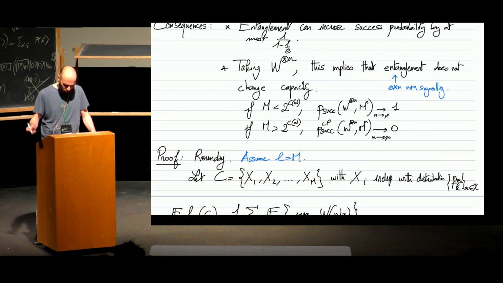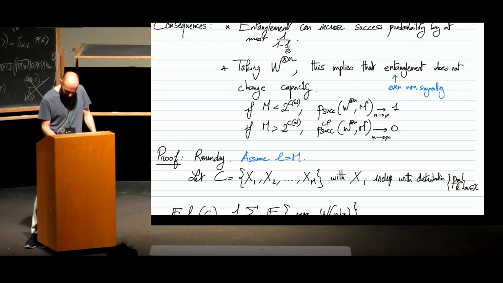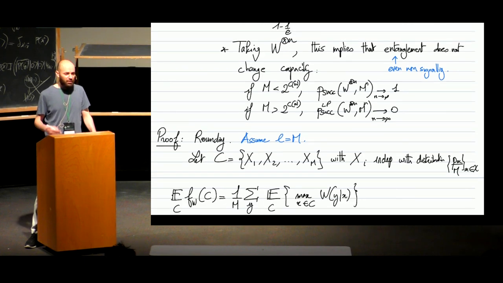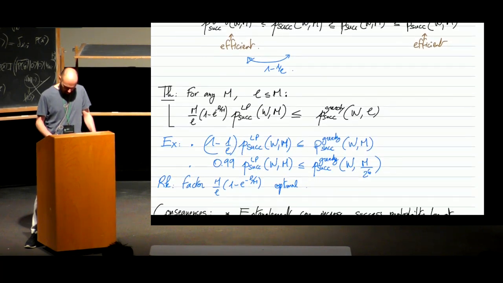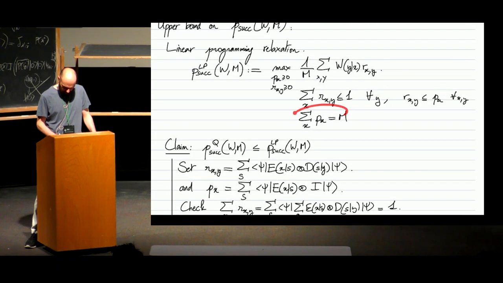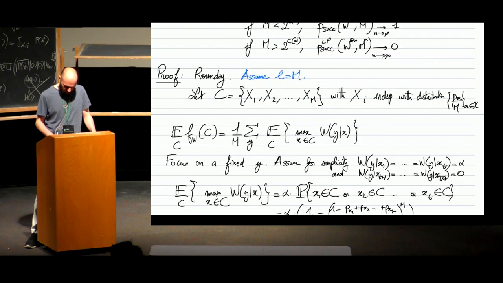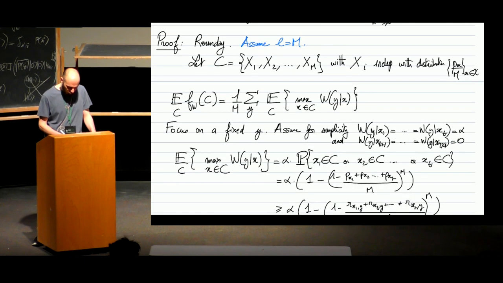Okay, and so the natural thing to do here is to pick this code using the values of the linear program. If you remember, I had this variable px, which sums to, this shouldn't be k, it should be m. So px over m defines a probability distribution. Remember, the sum over px was equal to m, so if I divide by m, I get a probability distribution. And what I will do is sample from this distribution m times independently. Then I will have to compute the expectation over this choice of code of this quantity fw of c.